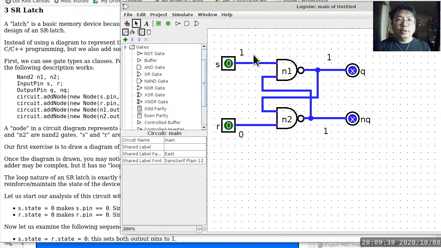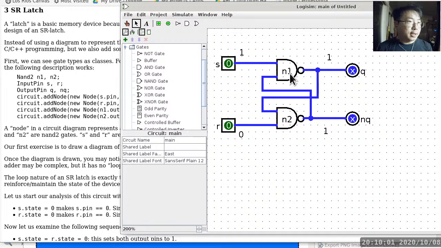So when we change this to a 1, remember NQ is a 1 too. So this is a 1, and this is now a 1. Now we have both of these inputs being 1s. What do you think is going to be the output of this NAND gate?